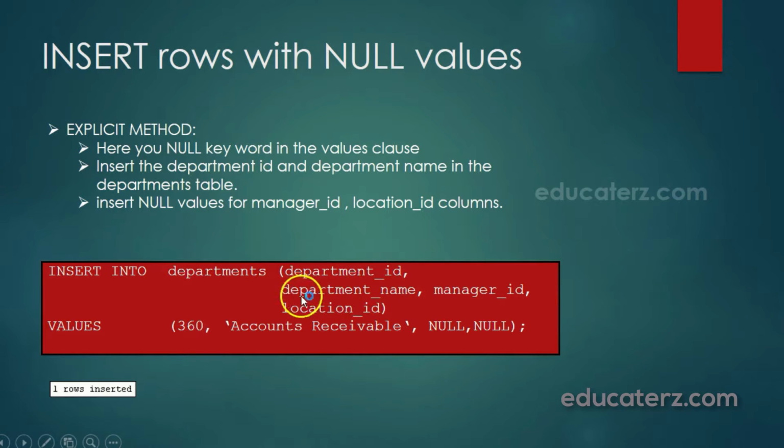In this example, I am using all the four columns from the departments table: department ID, department name, manager ID, location ID. In the values clause, I am passing the values for department ID and department name only. For the manager ID and location ID, I am using the keyword null. Null is a keyword which indicates that it is empty or unknown or undefined. So the value for manager ID is null, empty, and location ID is also empty. I indicate this with the null keyword.